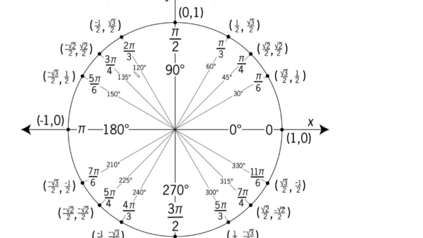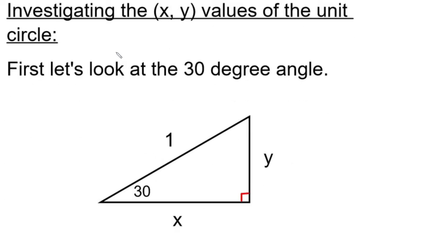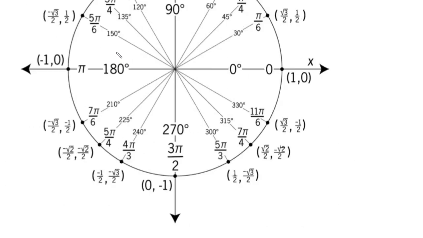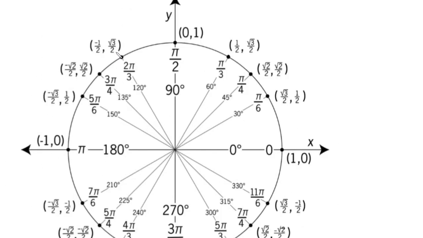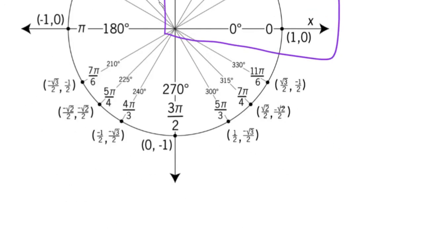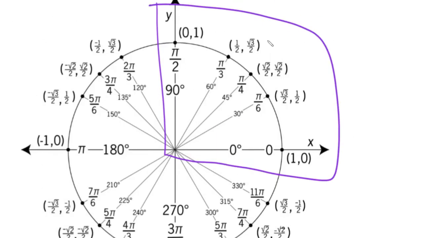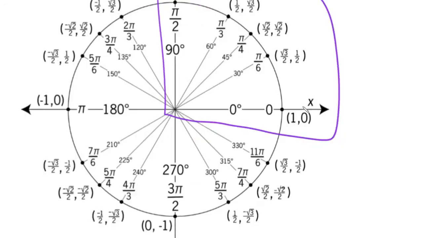Anyway, this is the big bad unit circle. We're going to memorize all of it. But we're not going to memorize it all at one time, right? The most I expect you to memorize is this right here. That's what I expect you to memorize. The rest of it you can actually derive from this, and we'll get to that. Now, investigating the xy values of the unit circle. So that's these complicated looking 1/2, square root of 3 over 2, square root of 2 over 2, square root of 2 over 2, that kind of thing.